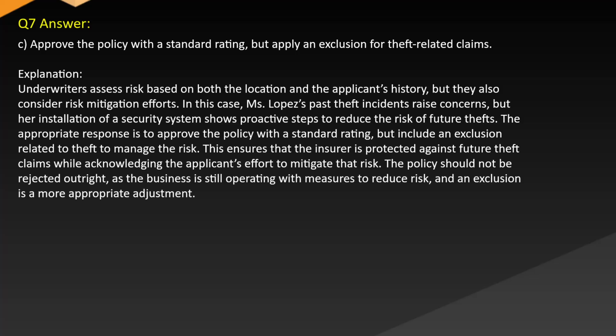The appropriate response is to approve the policy with a standard rating, but include an exclusion related to theft to manage the risk. This ensures that the insurer is protected against future theft claims while acknowledging the applicant's effort to mitigate that risk. The policy should not be rejected outright, as the business is still operating with measures to reduce risk, and an exclusion is a more appropriate adjustment.